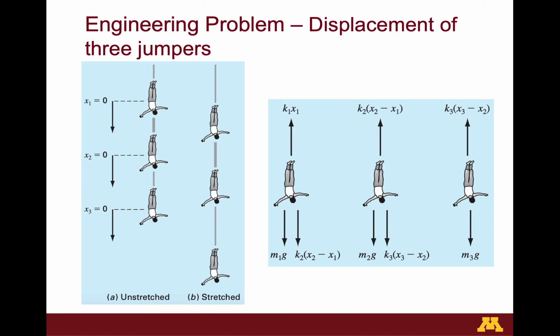If we assume that each cord behaves as a spring and follows Hooke's law, then free body diagrams can be developed for each jumper as depicted in the right figure. Jumper 1 has 2 cords attached to him, one pulling him up and one pulling him down. Let's use K1 as the spring constant of the cord pulling him up, and K2 as the spring constant of the cord pulling him down. And similarly, K3 will be the spring constant pulling the middle jumper down. And this third cord is also pulling the bottom jumper up.